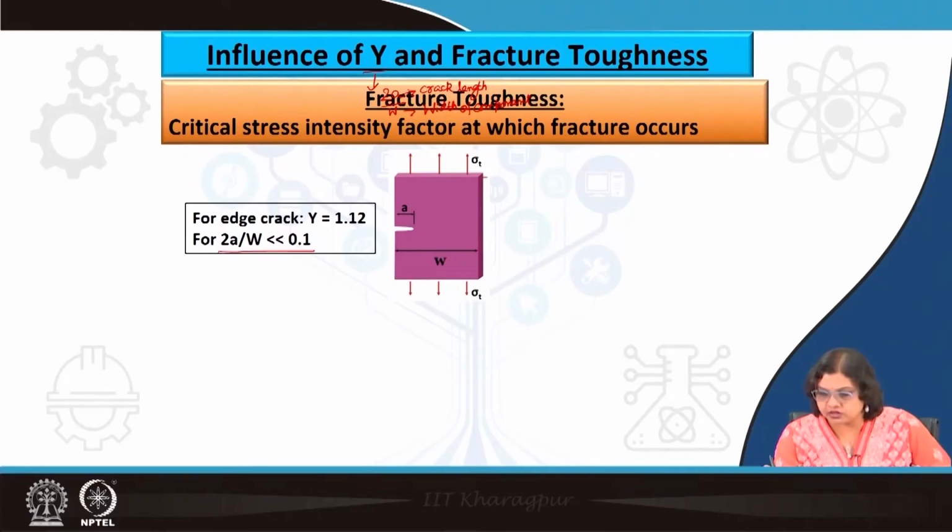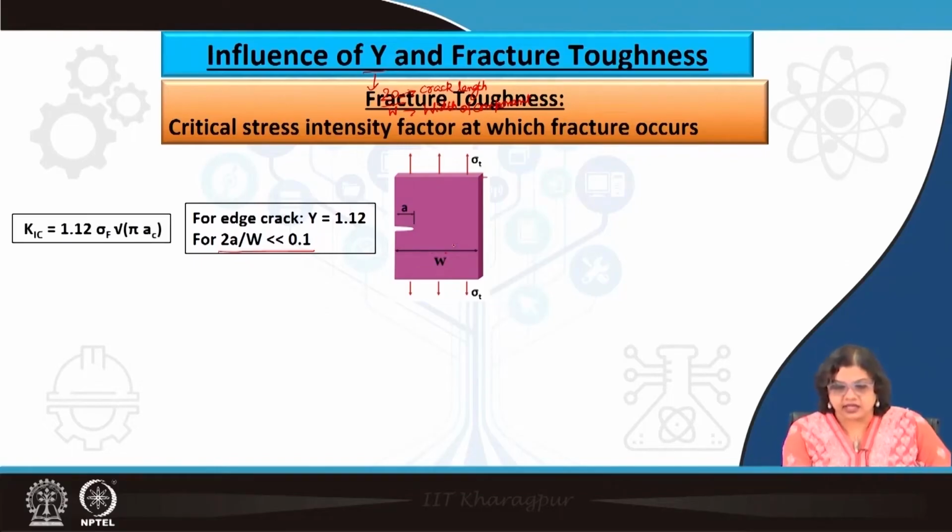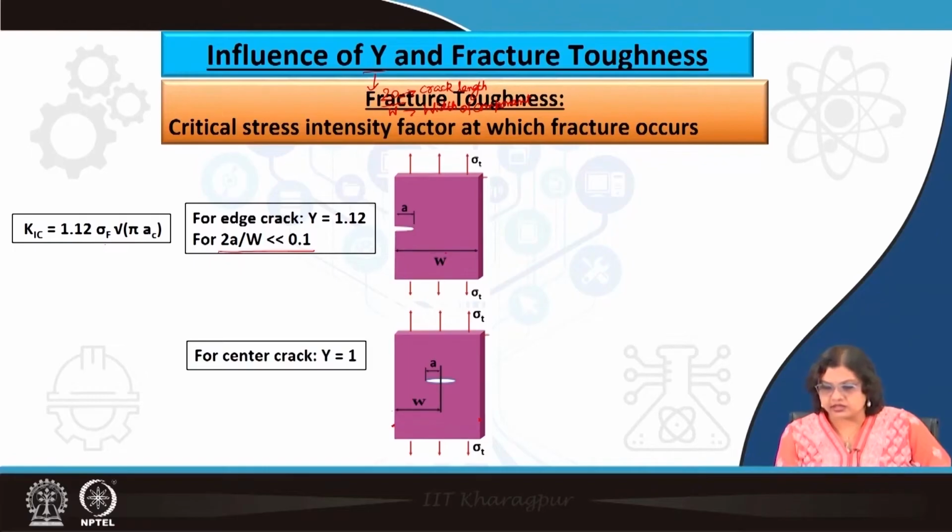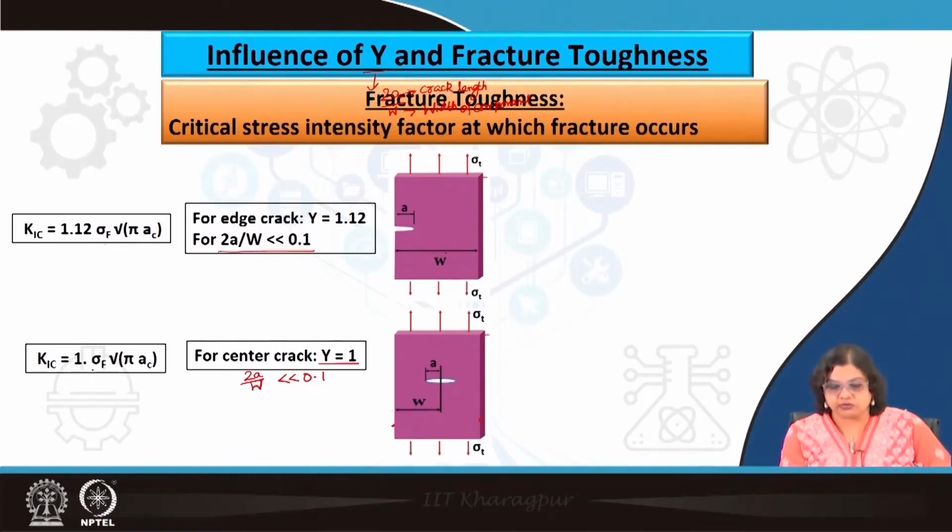Okay, so this is the width of the component, and in that case K1C is given by 1.12 sigma f root over pi a_c at the point of fracture. Okay. So, for the case of center crack, on the other hand, the half crack length here is a, and the total width in this case is W. That leads us to y equals 1 again for the condition that 2a by w is much less than 0.1, and as a result we get K1C equals sigma f root over pi a_c.